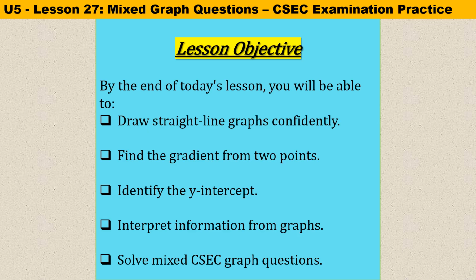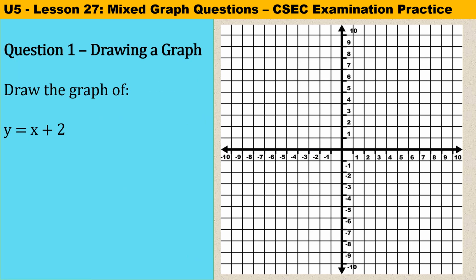Your learning objective for today is that you should be able to draw a graph of a straight line confidently, find the gradient from two points, identify the y-intercept, interpret information from a graph, and solve mixed CSEC graph questions. These are things that we have already done. So today's lesson really is just to concrete it all in so you'd be prepared for your mock exam in the next lesson to come.